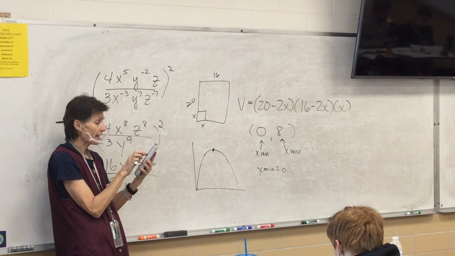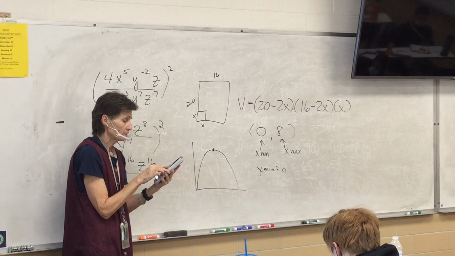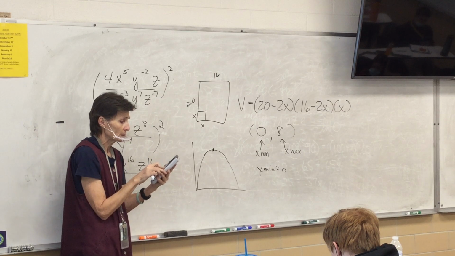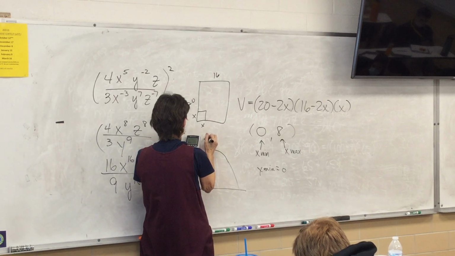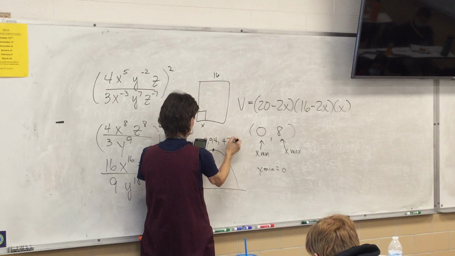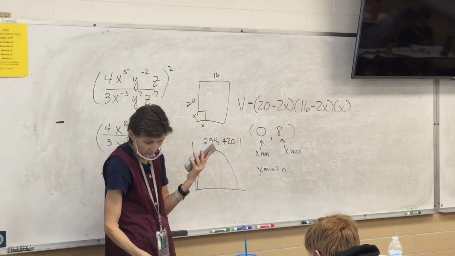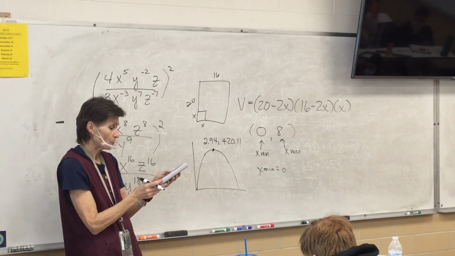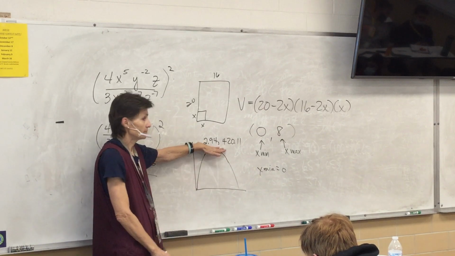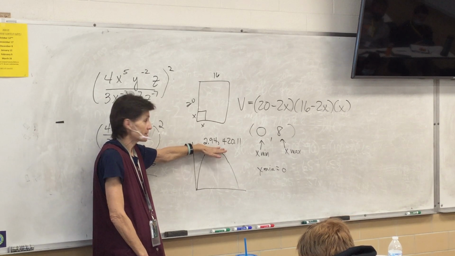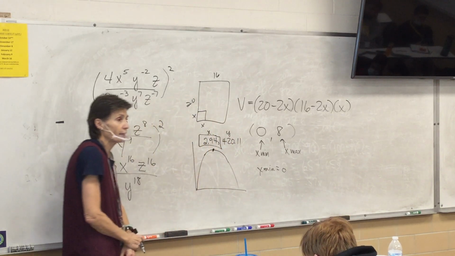So second calc, maximum, left bound, right bound, yes, and that point is 2.94, comma 420.11. The question says, what size corners should we cut out to maximize the volume of the box? 2.94. This is the x coordinate. So this is the corners. 2.94 inches.